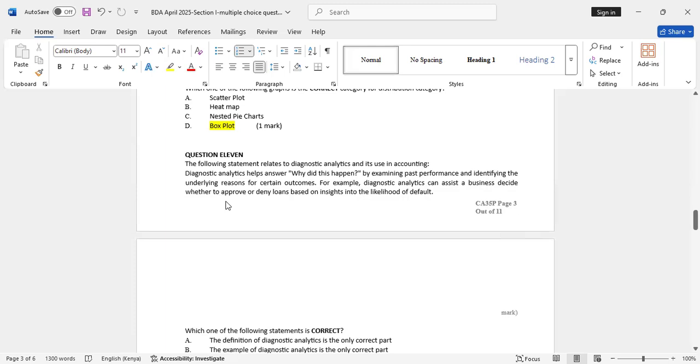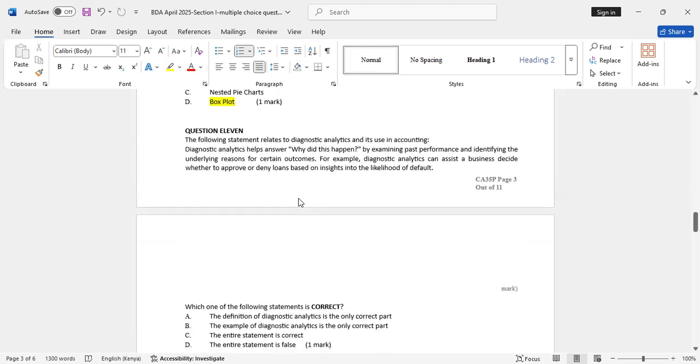That does not necessarily mean diagnostic analytics, because they diagnose you after why this actually happened. So diagnostic analytics helps answer why did this happen. That's not correct. By examining past performance, identifying the underlying reasons for certain outcomes. For example, diagnostic analytics can assist a business decide whether to approve or deny loans based on insights into the likelihood of default. The example is very correct.